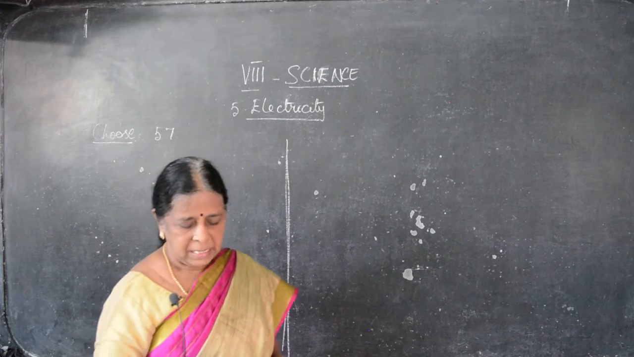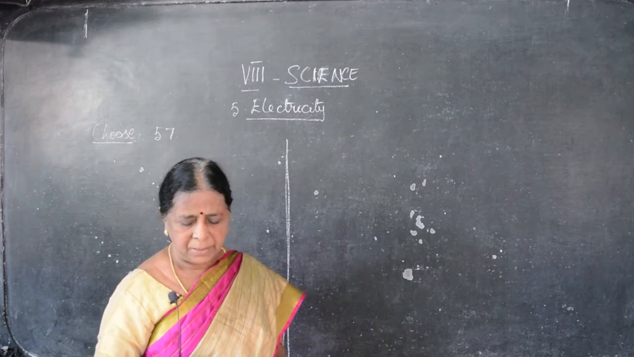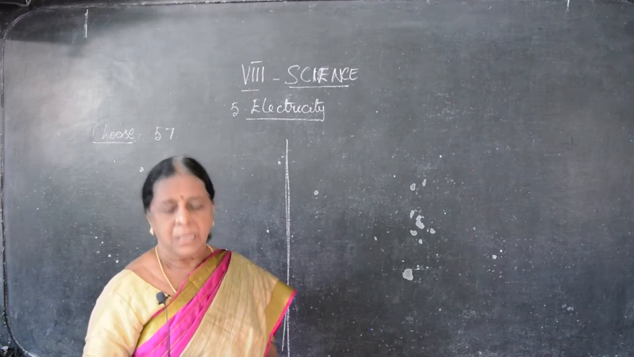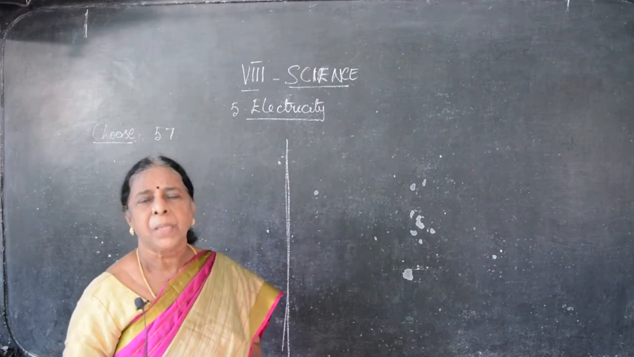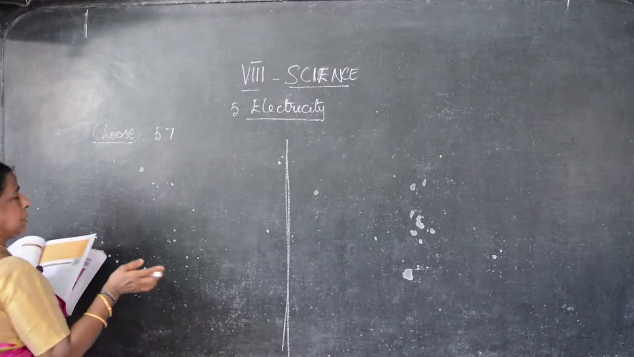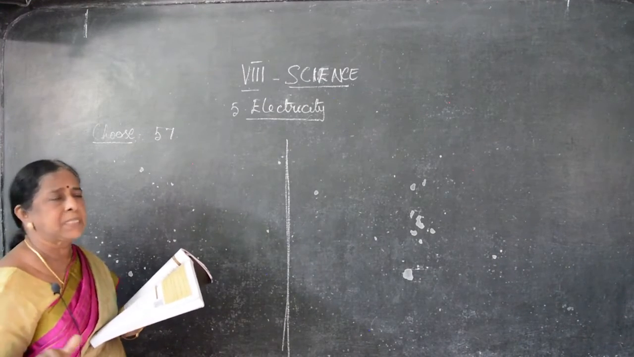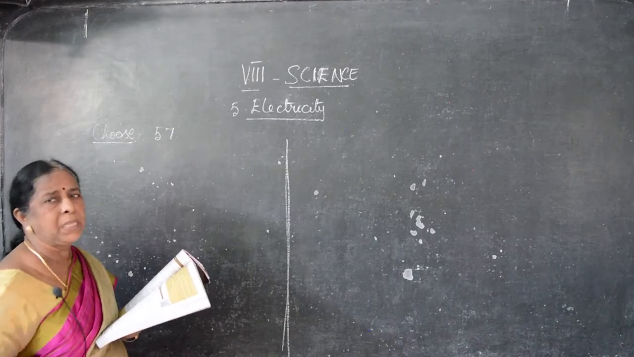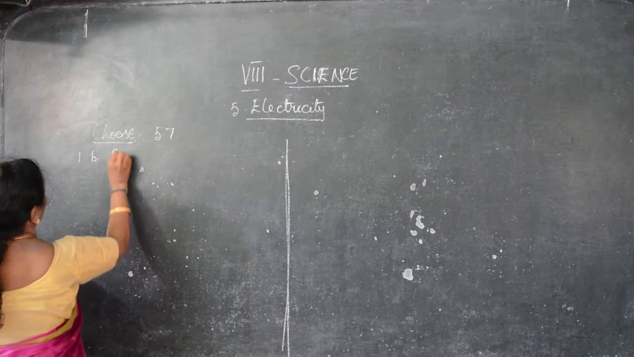First one is, when an ebonite rod is rubbed with fur, the charge acquired by the fur is, 4 options are given to you. Out of 4 options, which is the correct one? B, positive. Whenever you are writing the answers in the classwork notebook, you no need to write choose and all. Suppose in case you are writing the exam, you have to write first option, then only answer. So, what's the option here? B, positive.